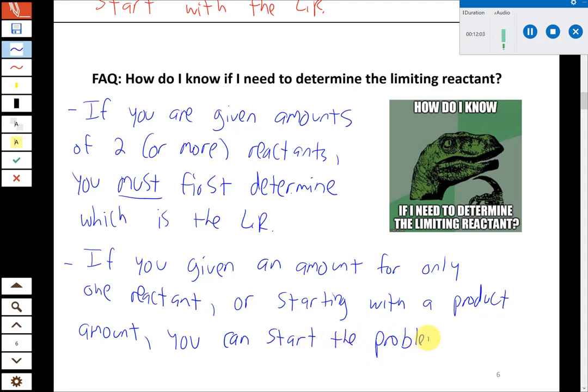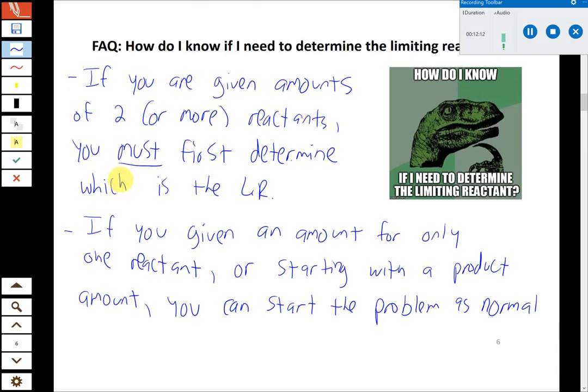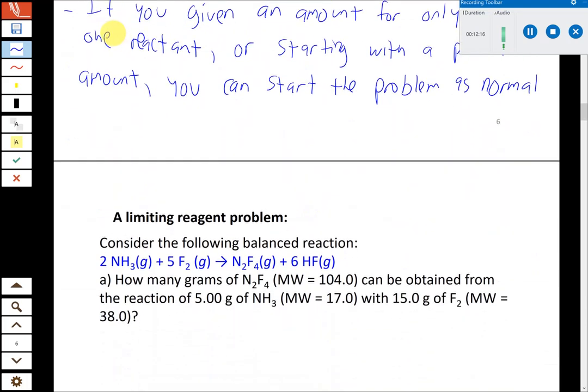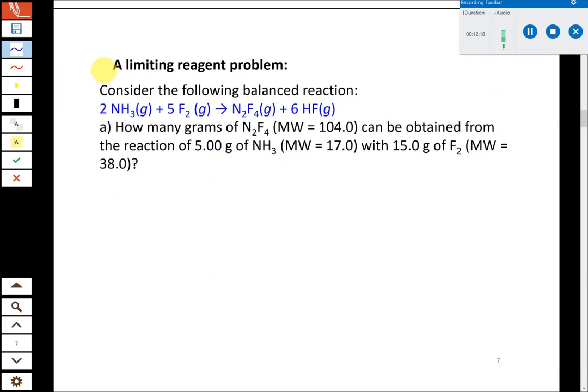All right, but in other problems where we give you amounts of two reactants or more than two reactants, it's important to know what the limiting reactant is. All right? So that's a common point of confusion, at least early on when learning this. And so now that we have that recognized, let's look at some typical problems.